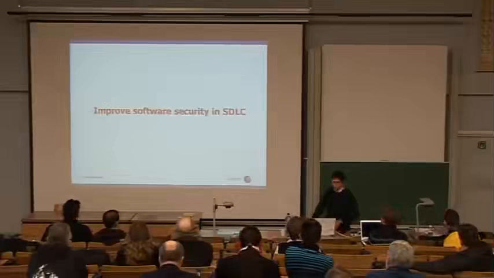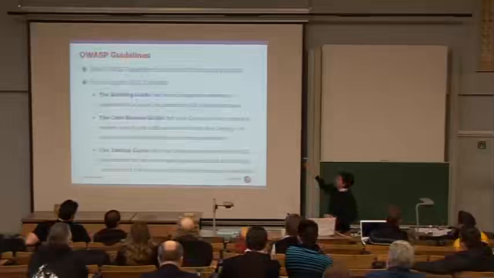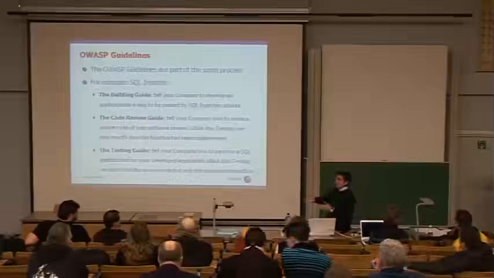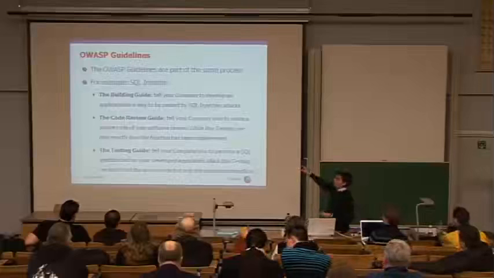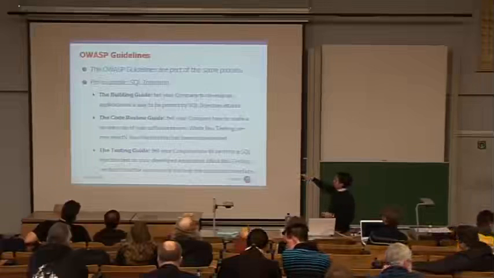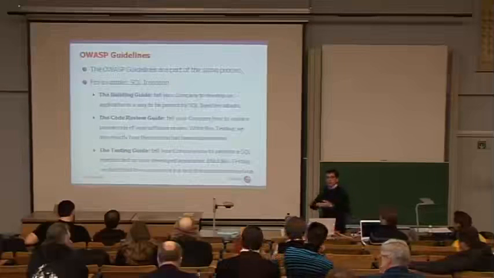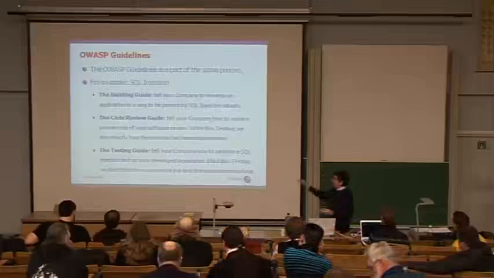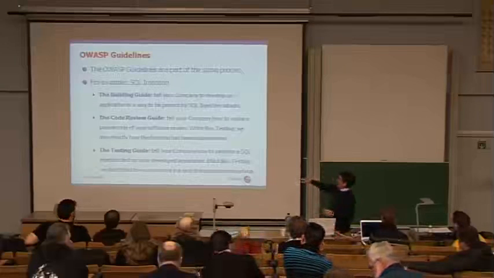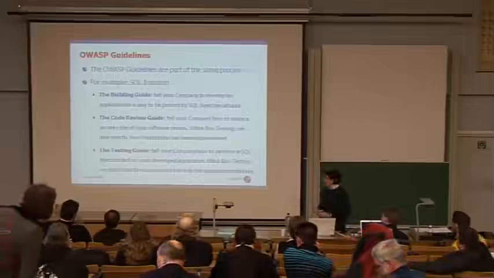Okay, so how can you improve software in the software development lifecycle? The OWASP guidelines can help you to develop web applications in a more secure manner. The building guide tells you how to develop the web application to protect against SQL injection, for example. The code review guide tells you, from a white box test point of view, how to test the function that you are implementing, so viewing the code, you understand that there are security risks. And the testing guide tells you how to perform a SQL injection once you have developed the web application and you don't know anything about it.